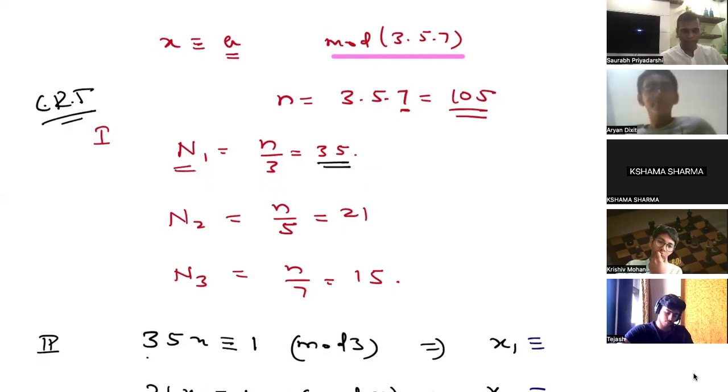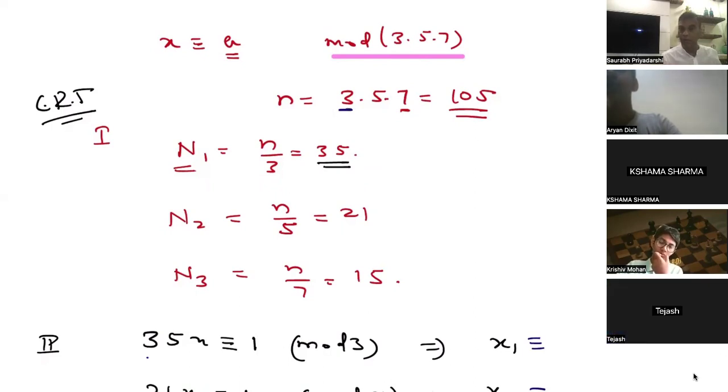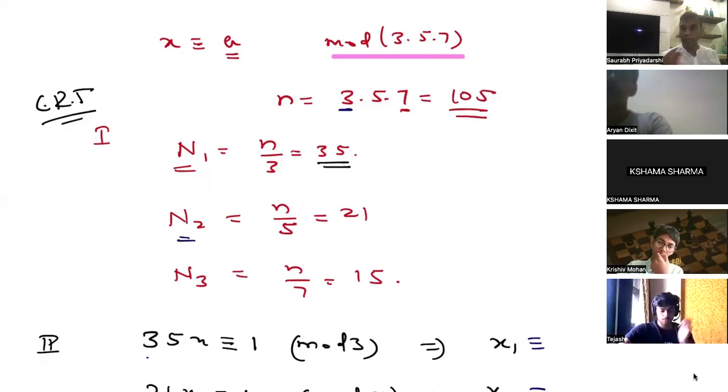And Sun Tzu's method is what we are using here. So the first step: I'm finding N1. What is this N1? N1 is the product except the number 3, so 5 into 7, which is 35. That is, the whole number N divided by 3 gives 35. Then N2 is N by 5, so except the number 5, and N3 is except the number 7. Is this okay? Yes, sir.